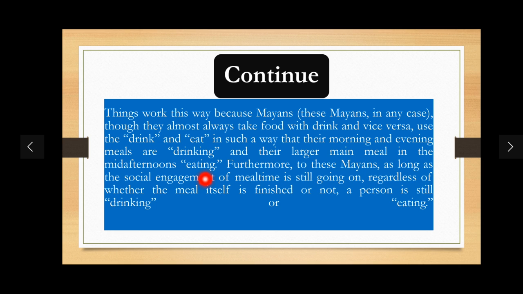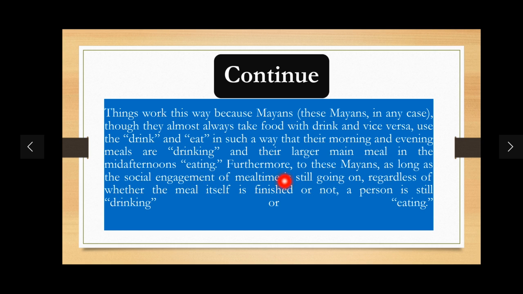This is very much common because in the morning when they take food, they also drink, and in the evening when they drink, they also take food. That's why they call them drinking. While in the afternoon, when they eat, they call it eating.